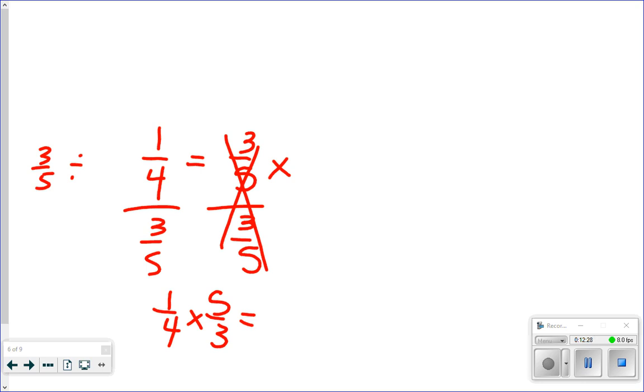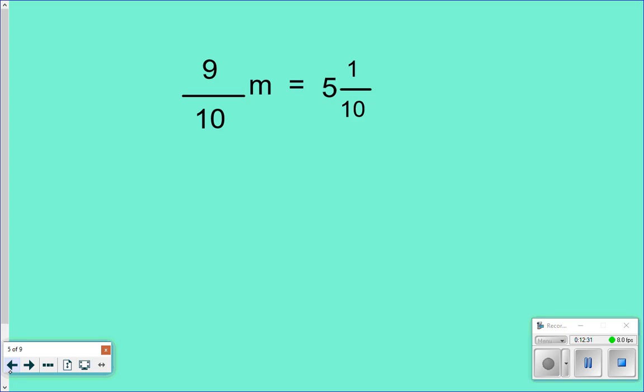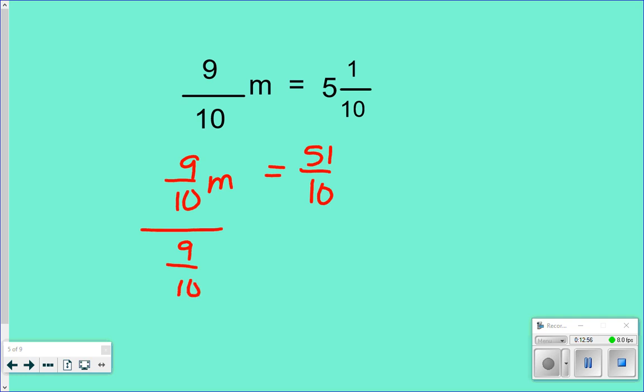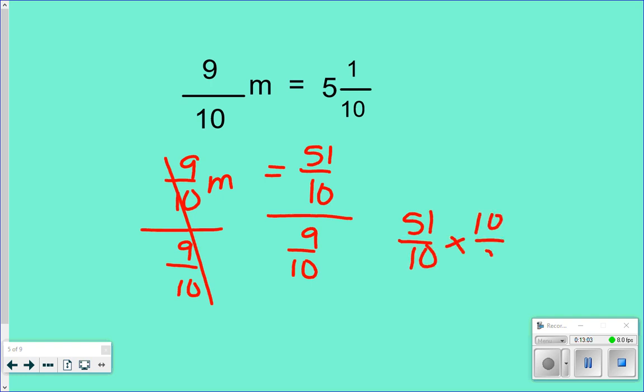What? You want me to do this one? One like this? Okay, if you have one like this, it has to change to an improper fraction, right? To be able to multiply and stuff, you have to have an improper fraction. So it will be 51 over 10, you are correct, equals 9/10 m. And I think there's a lot of reducing that can happen here, which is kind of nice. And then you do your division, divide by 9/10. Divide by 9/10, or 51 over 10 times 10 over 9.